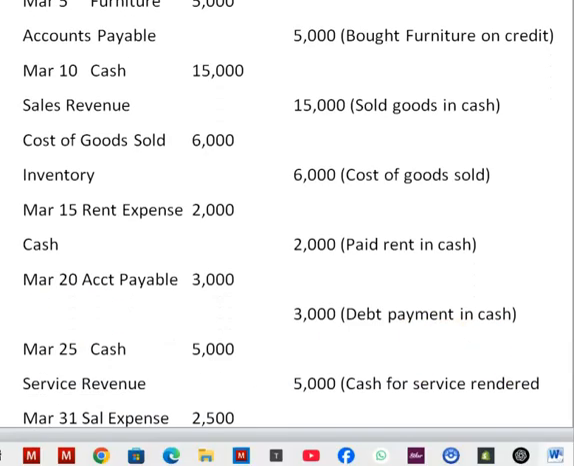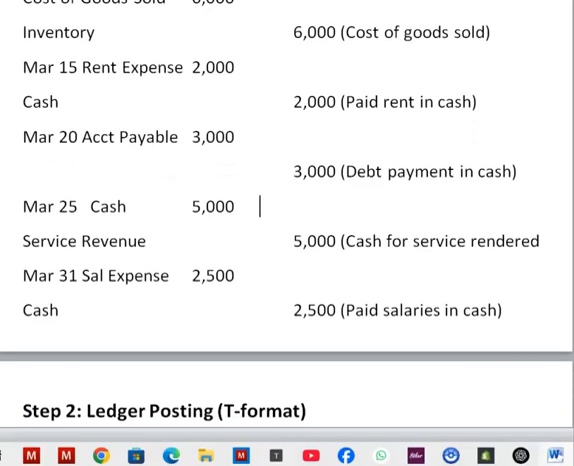The next is on the 25th, cash for service rendered. Now the owner does not only trade, he also renders services. So he also receives the sum of 5,000 naira as cash for services rendered. So in this case, cash is debited just like sales. Remember, this is part of sales. They are the same. So cash is debited and revenue or sales is also credited.